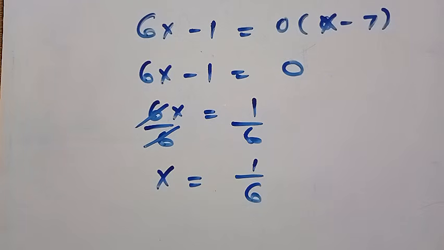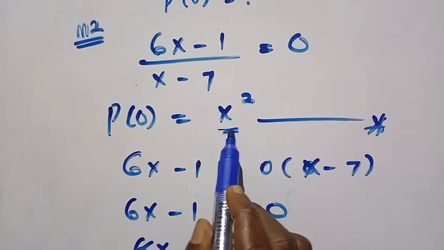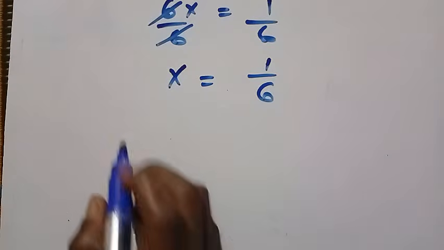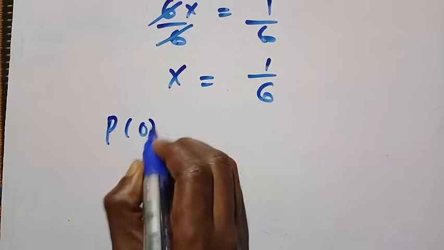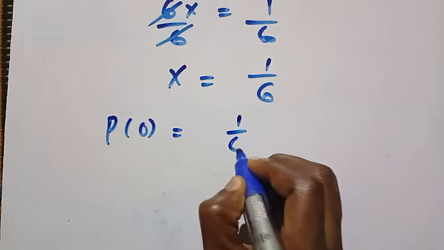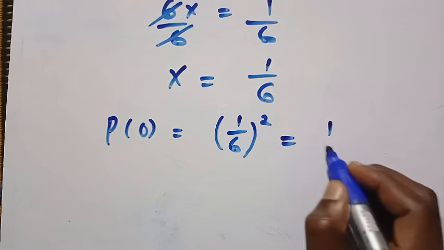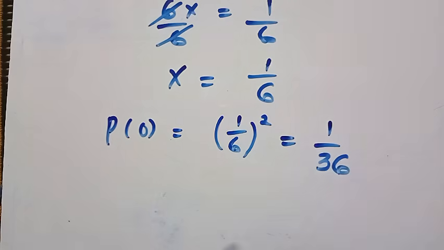So if x equals 1 over 6, then we replace this x with 1 divided by 6. And just as simple as that, we have P of 0 equals (1 over 6) raised to the power 2, which equals 1 divided by 36. So this is simpler than the first one.